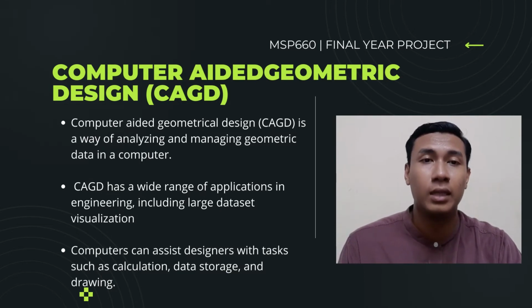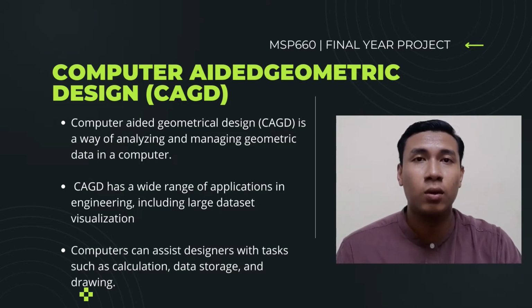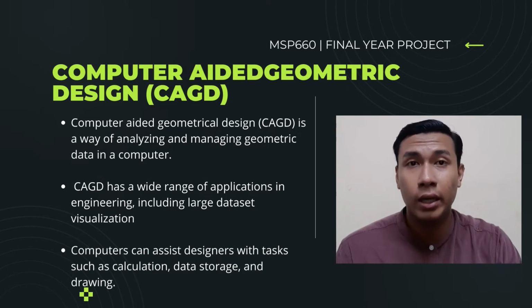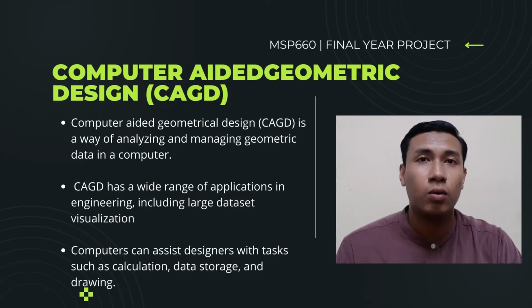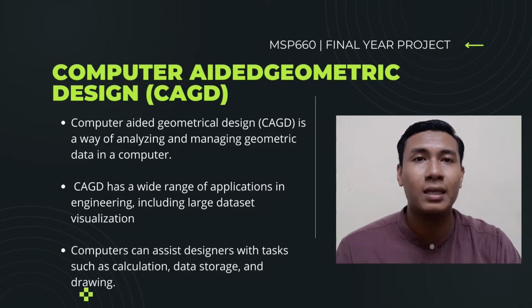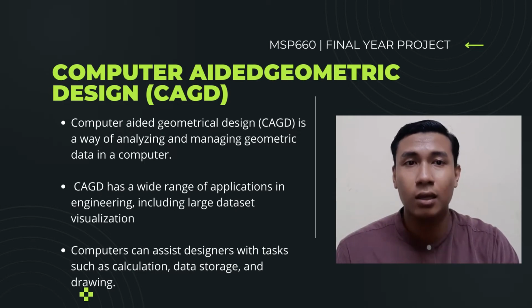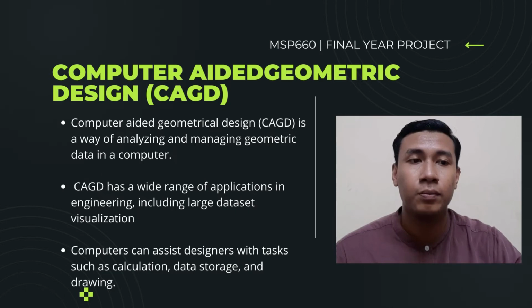The last part of the background theory is computer-aided geometric design, which we synonymously call CAGD. Computer-aided geometric design, CAGD, is a way of analyzing and managing geometric data in a computer. This CAGD has a wide range of applications in engineering, including large data set visualization. In this study, we know that the computer can assist designers with tasks such as calculation, data storage, and drawing.